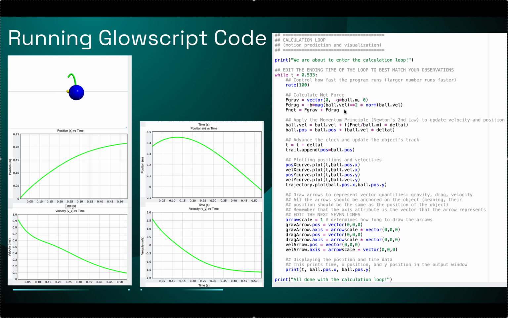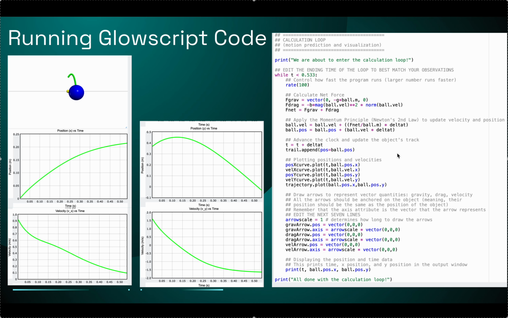And then this is where I use the force of gravity equation, which would be negative mg in the y direction. And then the force of the drag, which would be negative b times the magnitude of the velocity squared times just the normal velocity. We also see that F net is the force of gravity plus force of drag, because drag acts in the opposite direction as gravity. And then these are the position and velocity update formulas to calculate our new velocity and new position.